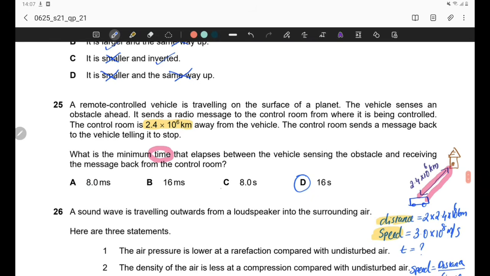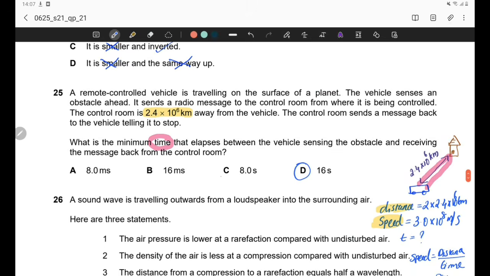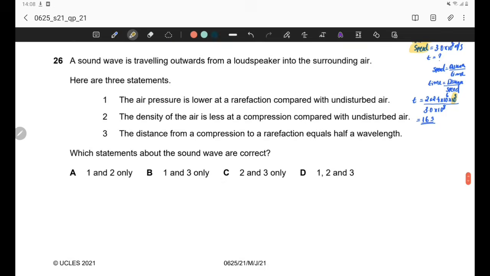So this is a simple question where you have to use the equation of speed, that is distance over time, and in order to calculate time you can rearrange. So you will get time is distance over speed.